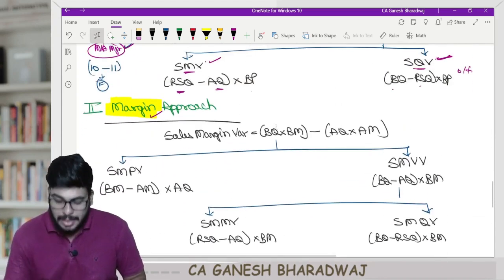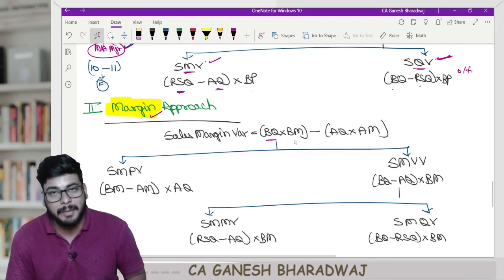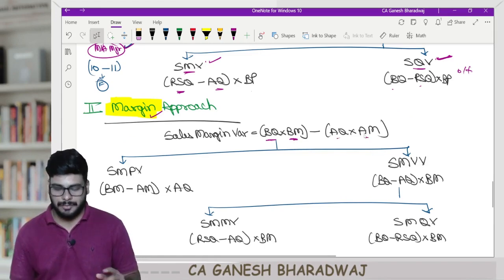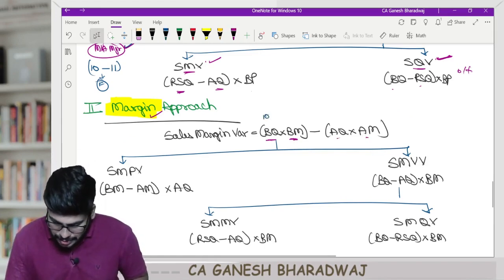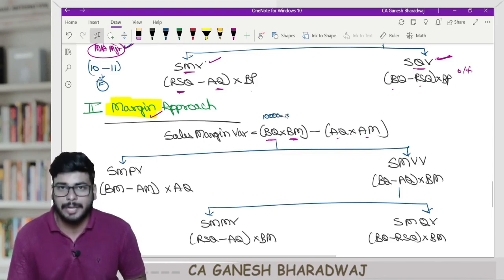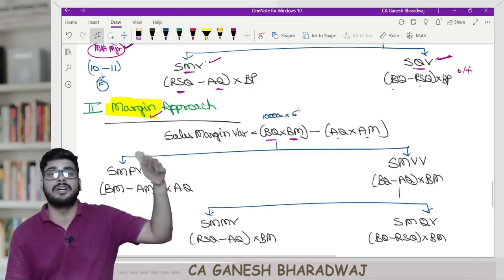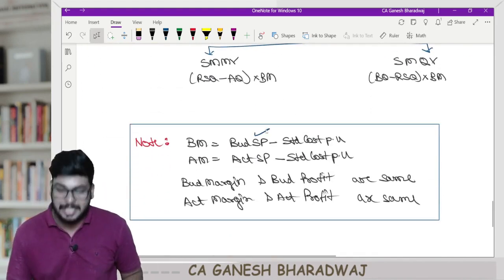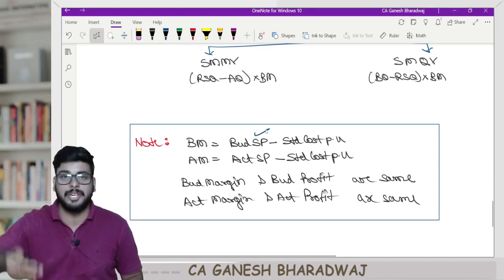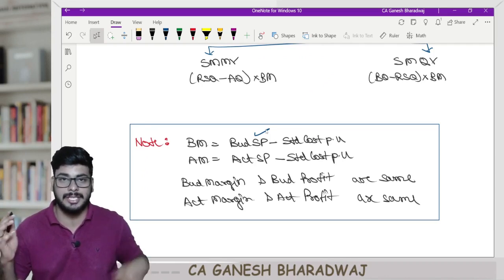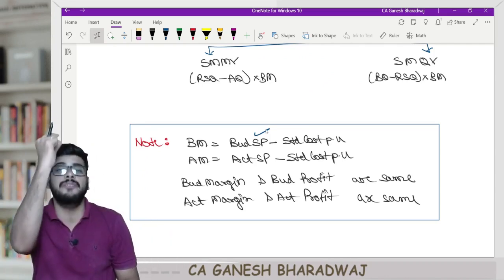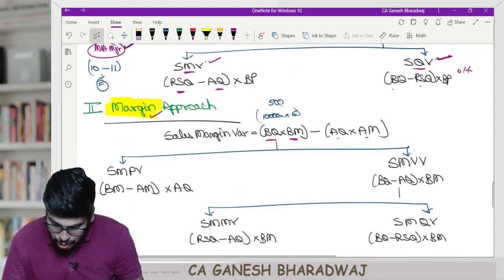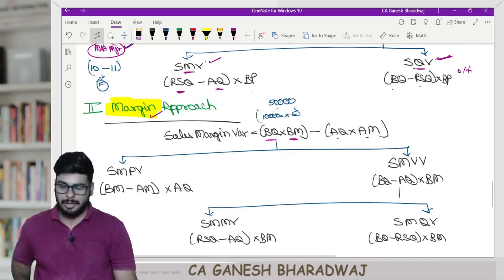Here it says sales margin variance is budgeted quantity into budgeted margin minus actual quantity into actual margin. For example, I was planning to sell 10,000 units, and every time I sell a unit, I plan to earn a margin. What do you mean by budgeted margin? Budgeted margin is nothing but the budgeted selling price minus the standard cost per unit, or in other words, the budgeted cost per unit. Are you clear with this, guys? So if I sell every unit, what is the profit that I am planning to earn for every unit? So I was planning to earn a total profit of 50,000 rupees. Are you clear with this?